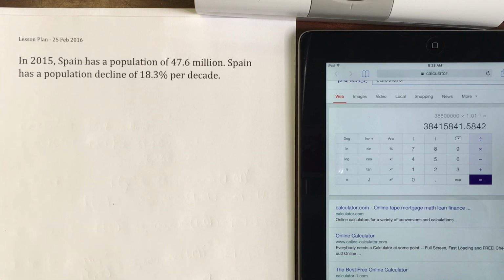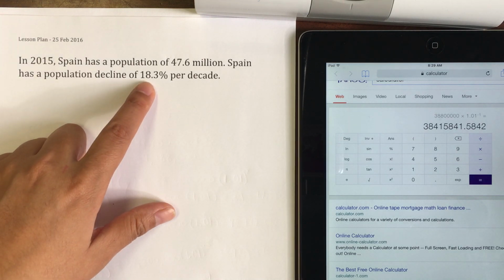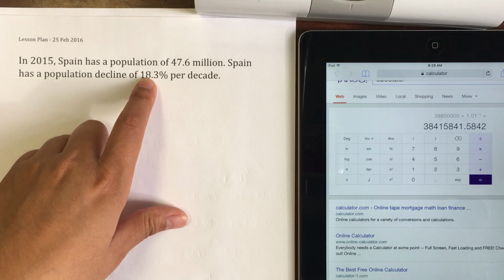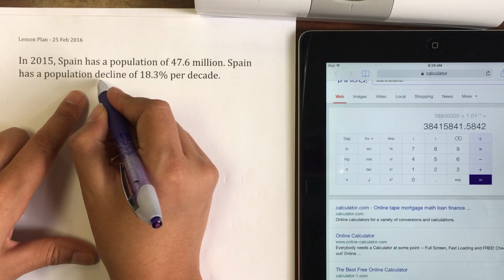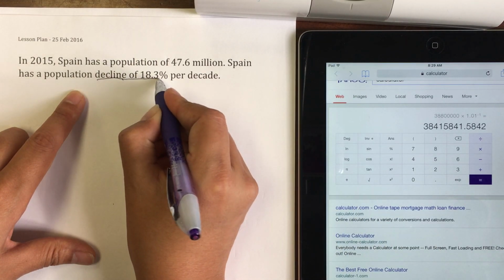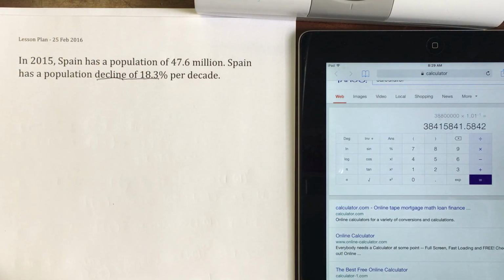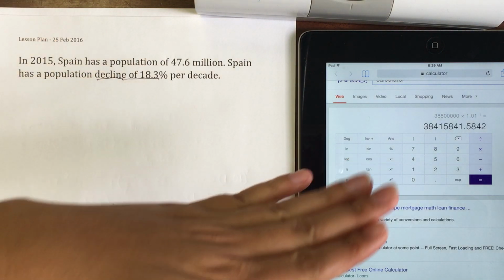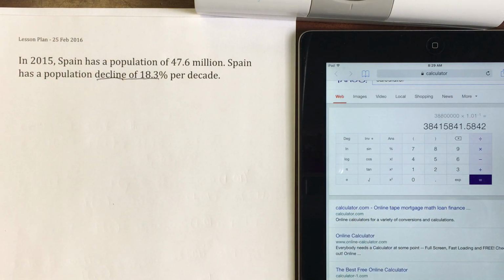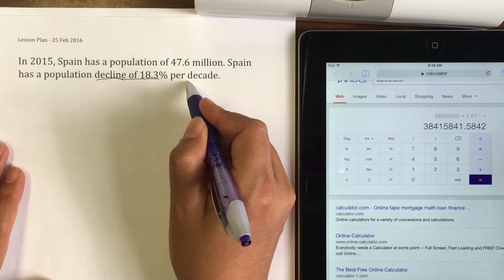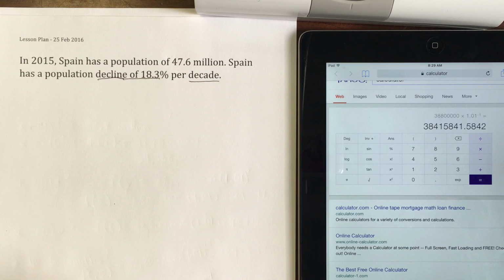The first thing is that it says there is a decline. Okay, a decline of 18.3. So it's going to be a decay. If we were to graph this information, it would go down. The other thing is that it's not per year, but per decade. Okay, that means every 10 years.